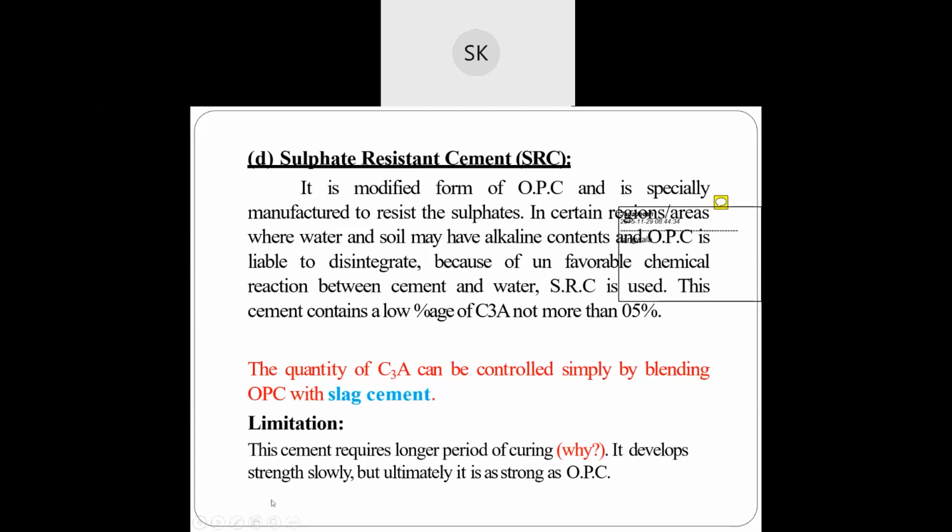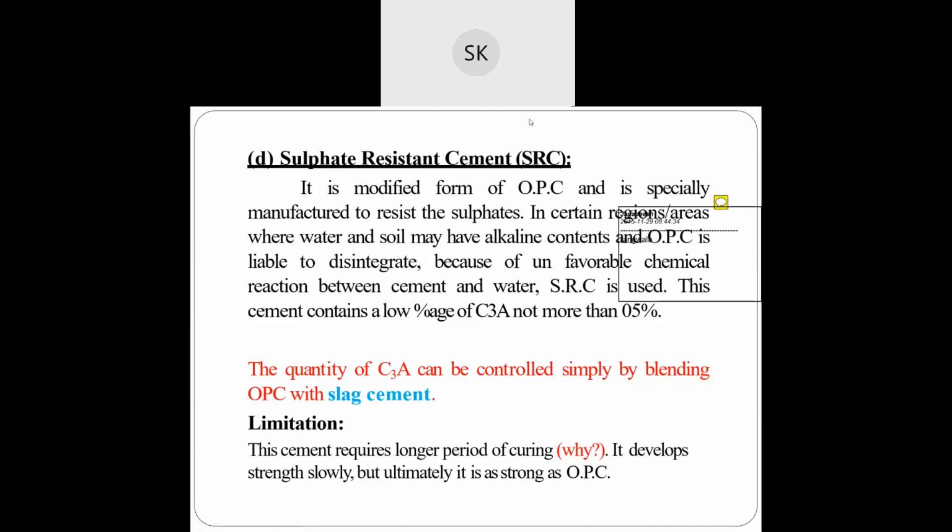Now the limitation of this cement is that it requires a longer period of curing. Why? All the chemical reactions go through it. It develops strength slowly, but ultimately it is as strong as OPC. So it requires a longer period of curing. Curing means it needs the action of water for a longer time. Curing, hope you all know.